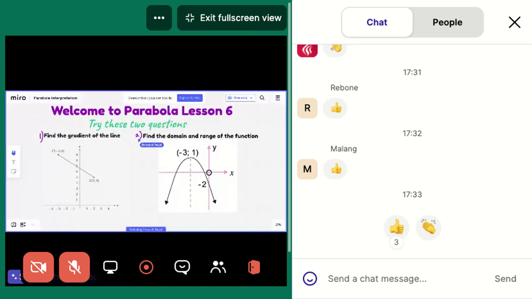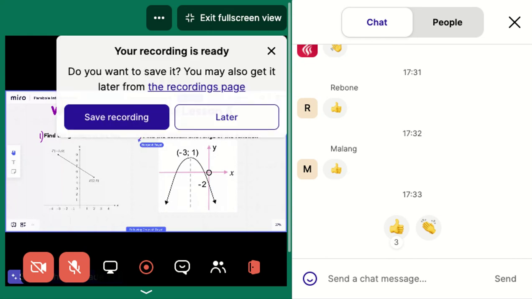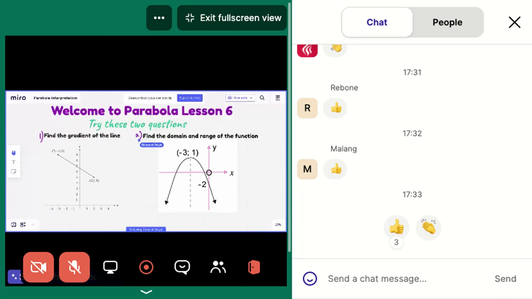Okay, so we want to find the gradient of the first line, and we want to find the domain and range of the function in the second question.